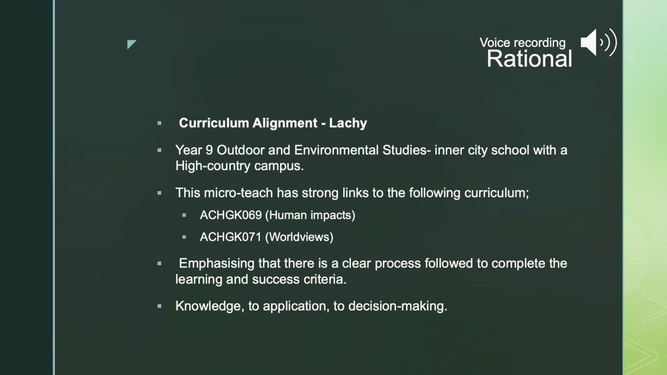For our rationale, I'm going to start with curriculum alignment. We have a Year 9 Outdoor and Environmental Studies class. This is an inner city school that has a high country campus. For this micro teach, we are looking to have strong links to the human impacts and world view in the curriculum of Year 9 OES. We should be emphasising that there is a clear process followed to complete the learning and to have the success criteria. These processes will be knowledge to application to decision making.